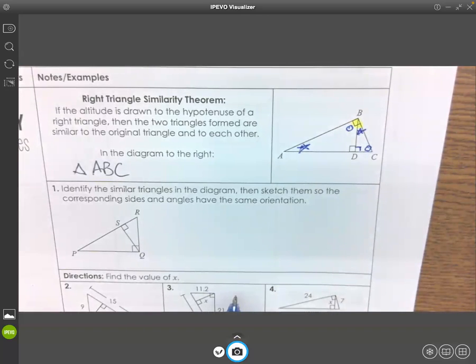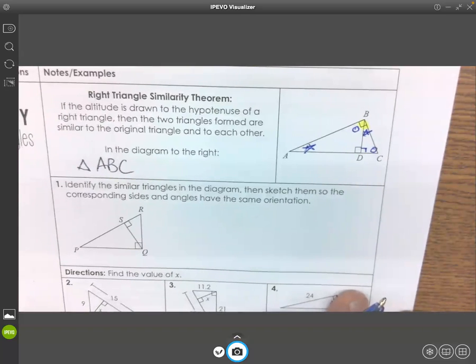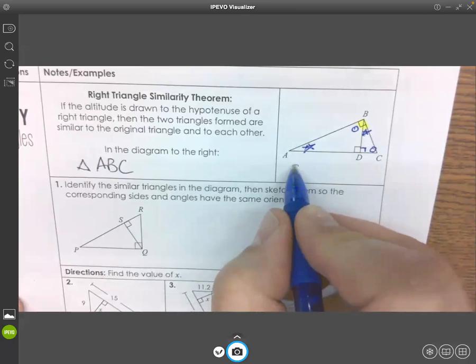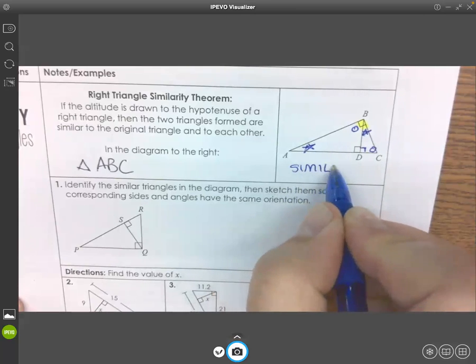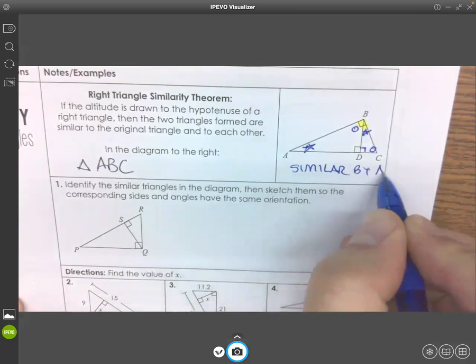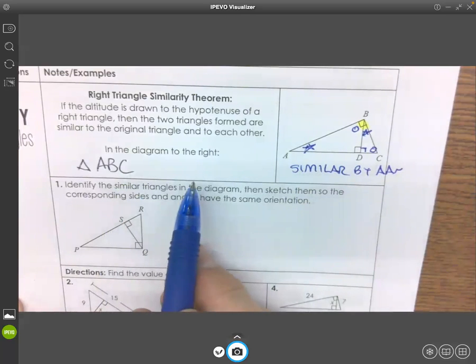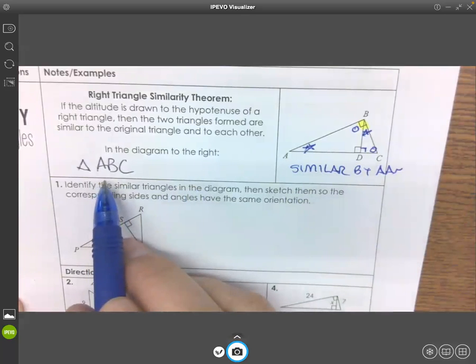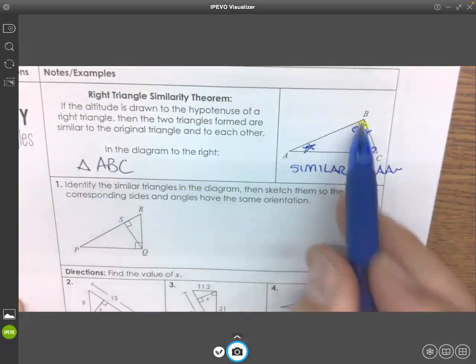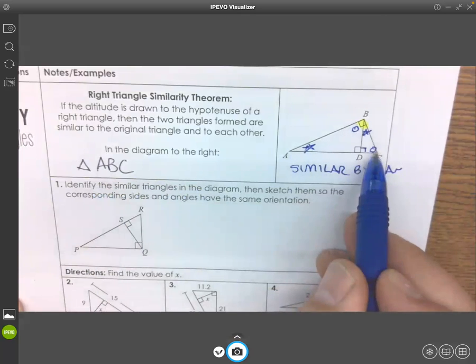Given that, can we say something more about the relationship among these three triangles? Are they kind of alike? Similar, excellent. Why are they similar? Good. These triangles are similar by angle-angle similarity.